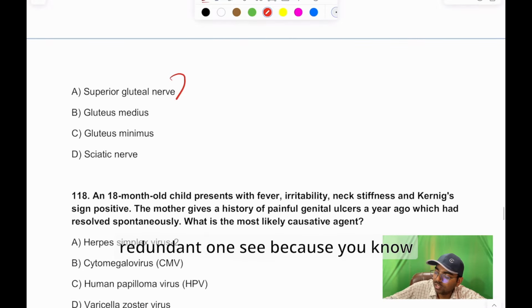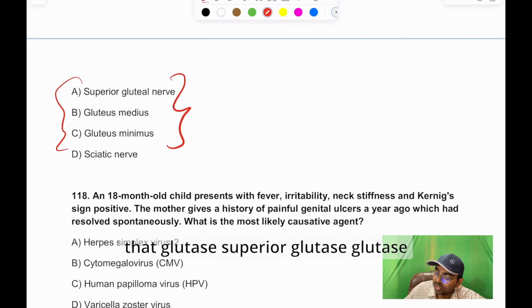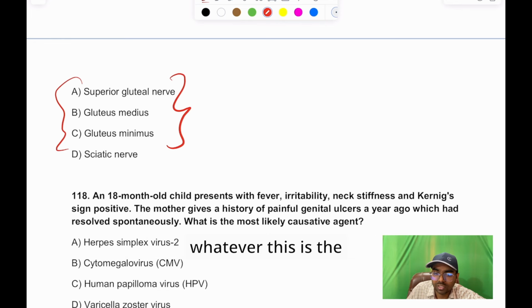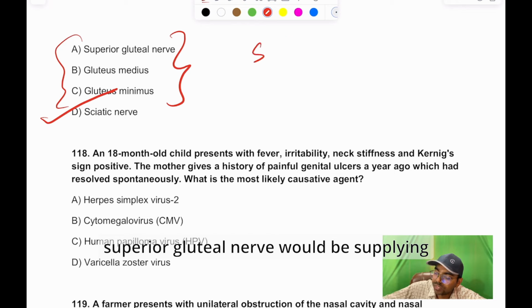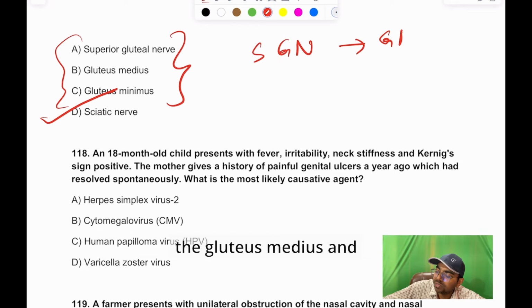Once see, because you know that superior gluteal, gluteus medius, gluteus minimus is the nerve, whatever this is the odd one out, sciatic nerve, because superior gluteal nerve would be supplying the gluteus medius and gluteus minimus.